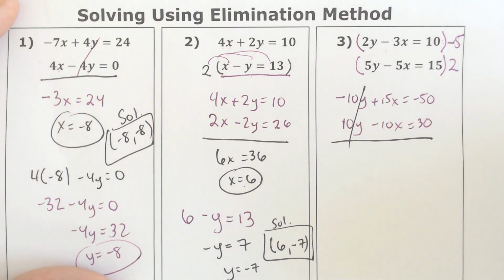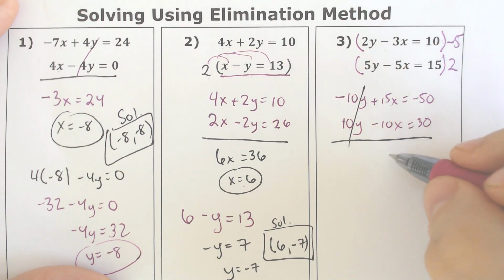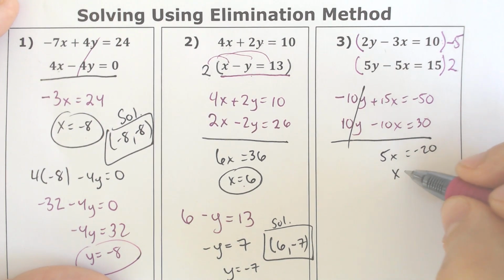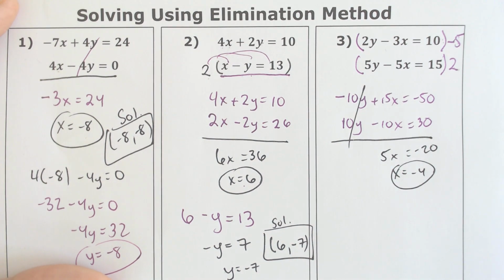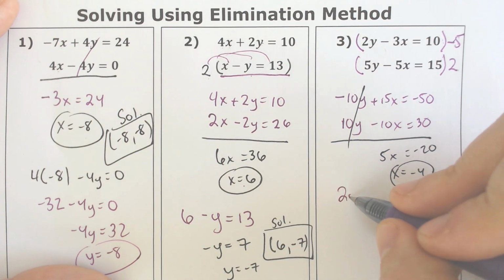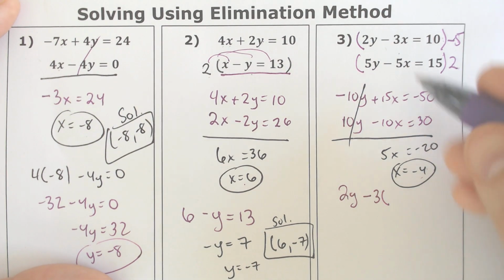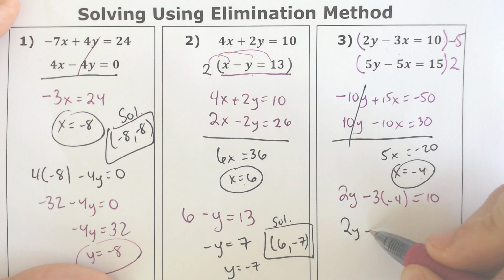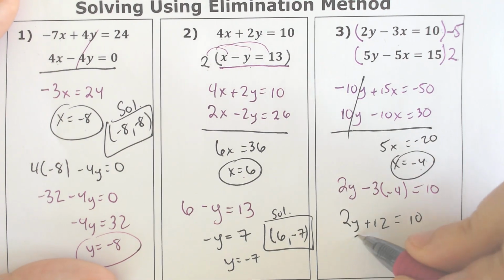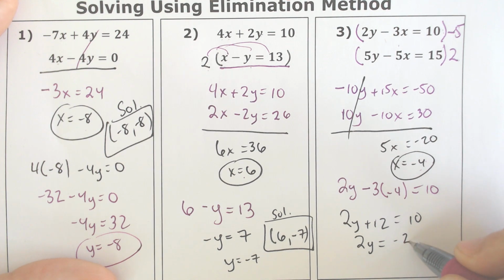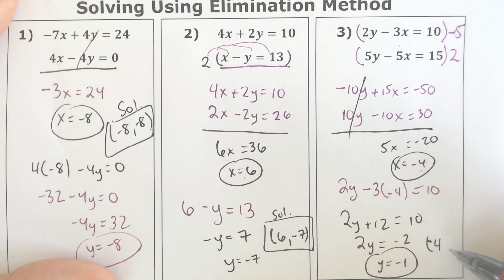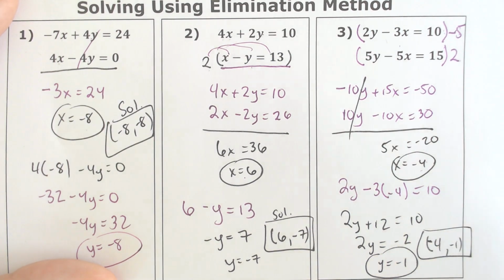Add straight down. The y's go away. 15x and -10x makes +5x. -50 and 30 makes -20, which means x is equal to -4. Plug it into any of the equations you want once you get one variable. I'm going to plug it into the top equation this time. 2y minus 3 times -4 is equal to 10. 2y plus 12 equals 10. Subtract the 12, 2y equals -2, so y would equal -1. Write your answer as a coordinate point, (-4, -1), and call it a day.